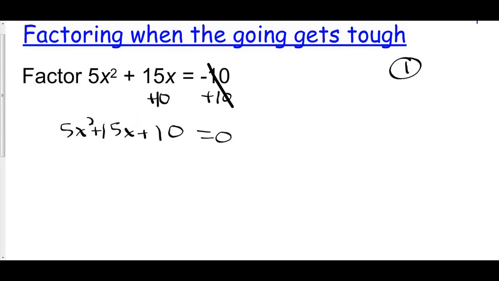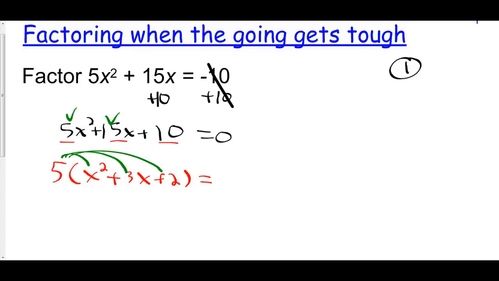This is standard form or descending order. And now let's look at this problem and see if we can factor the left side. That's always step 2. So the left side seems to be all divisible by 5. So if I take out a 5, I have 5x squared plus 3x plus 2 equals 0. And if you distribute, these should all check out, right? All of these things should check back out.